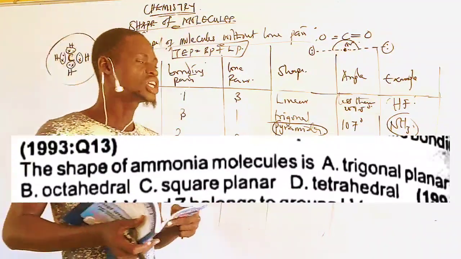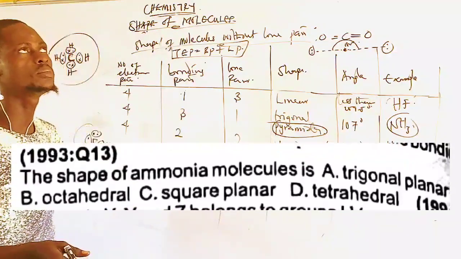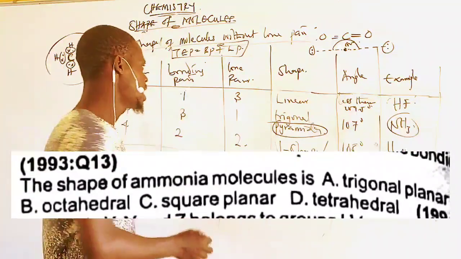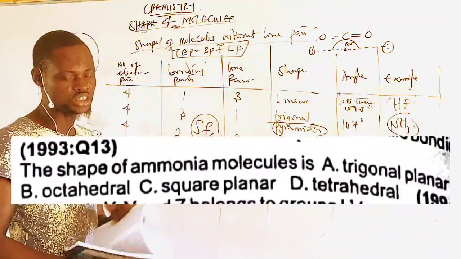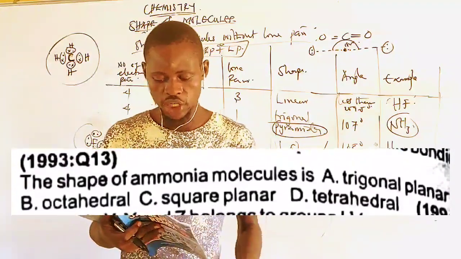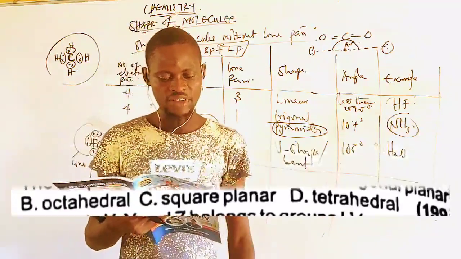The octahedral is found in SF6. Are you getting me? It is having an octahedral shape. So the answer to that is what? Trigonal planar. Okay, I have a question here.